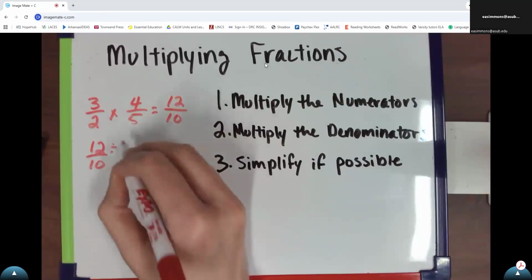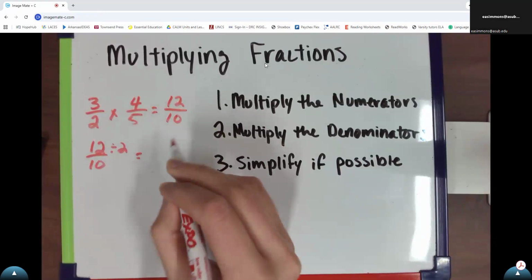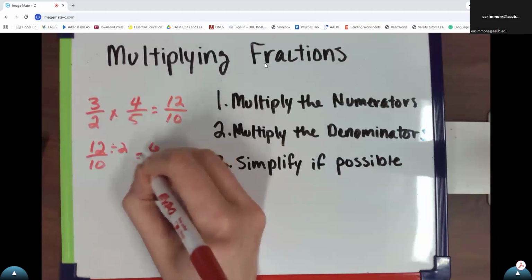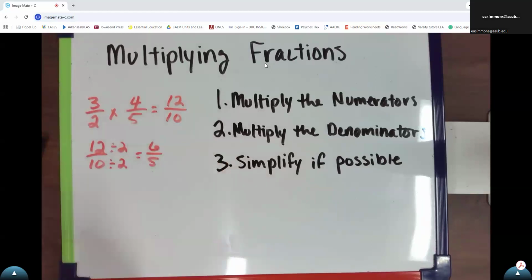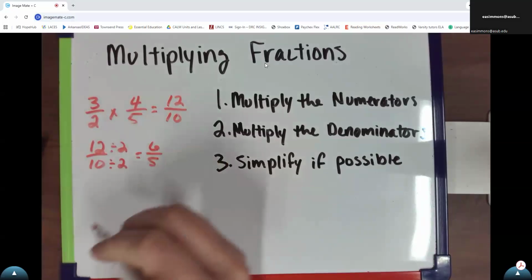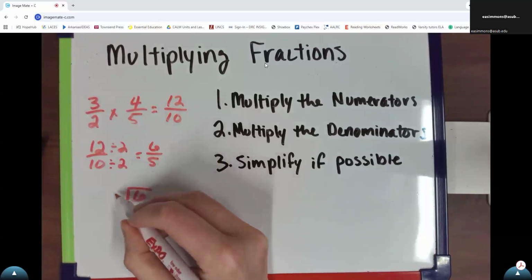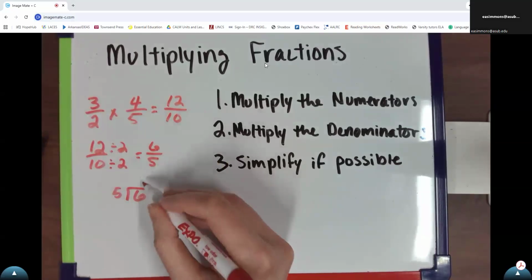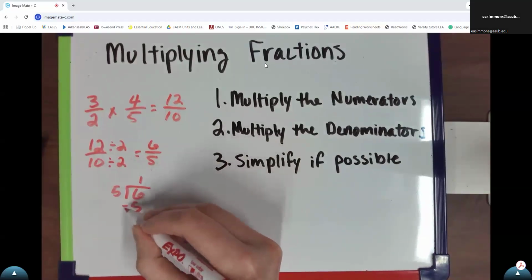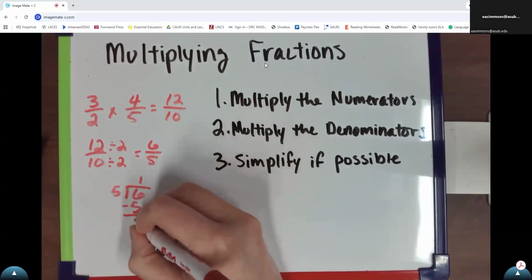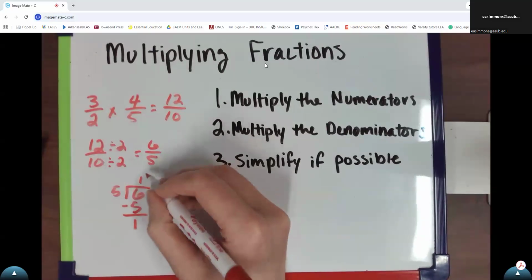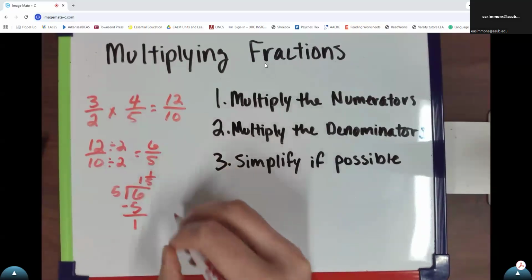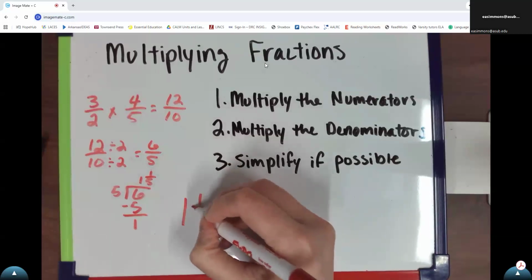12 and 10 are both divisible by 2 because they're both even numbers. So 12 divided by 2 gets us 6. And 10 divided by 2 gets us 5. Now we can turn this improper fraction into a mixed number with long division. 5 goes into 6 one time. 5 times 1 is 5, so we'll subtract that. 6 minus 5 leaves us with 1. So we'll put our 1 remainder over our 5. Our answer here is going to be 1 and 1/5.